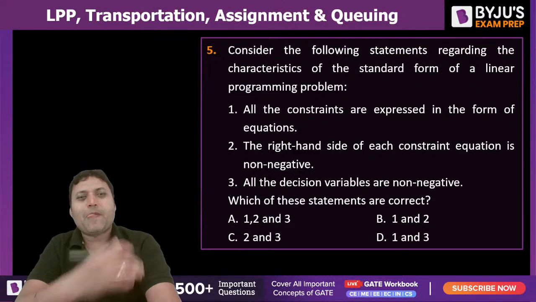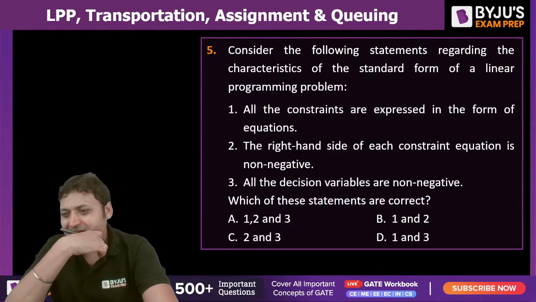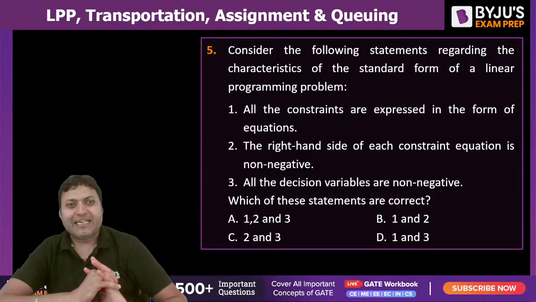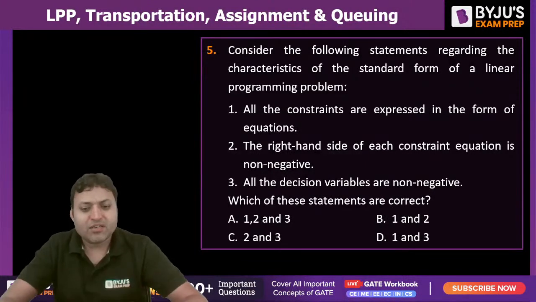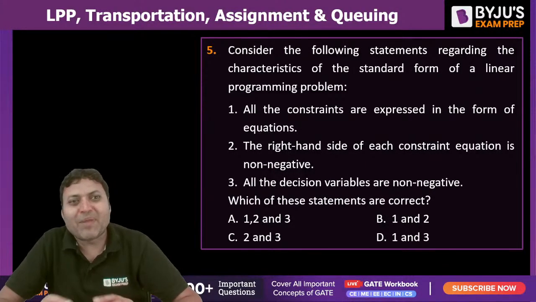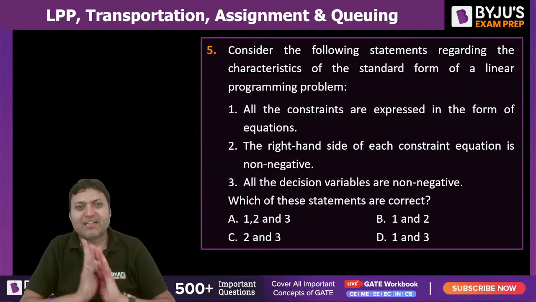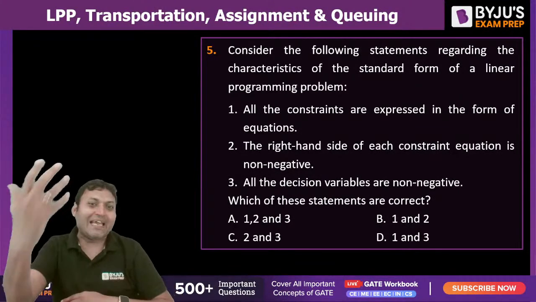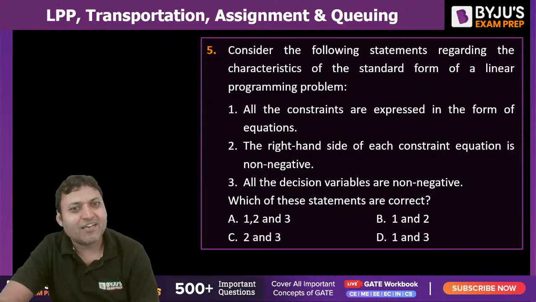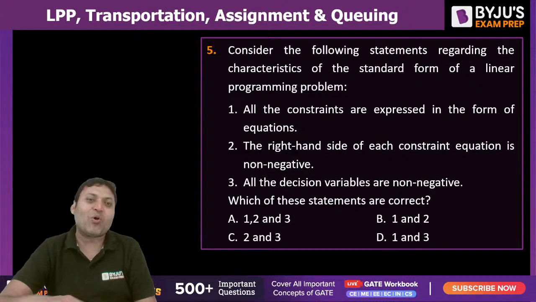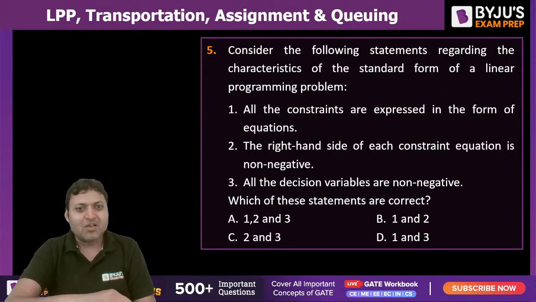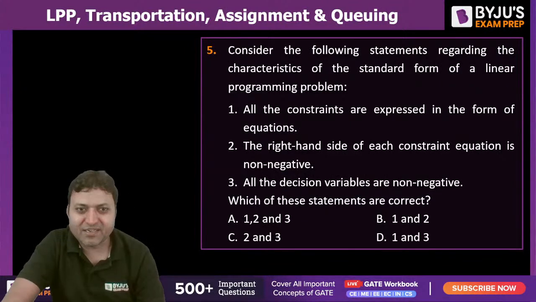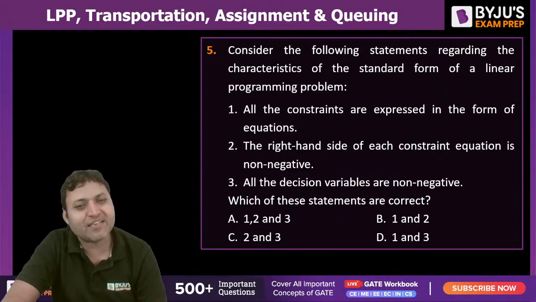Question number 5. Degeneracy does not create a problem in the LPP model. Degeneracy means even if we do one more iteration, we will not make the optimum point more optimum. One more iteration will give you the same result. That is the meaning of degeneracy.